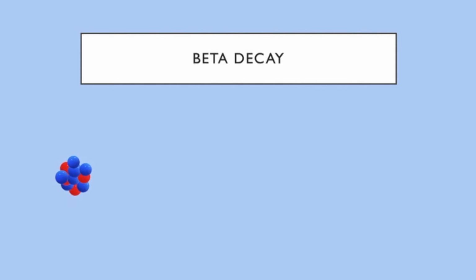Let's look at that again. The neutron turns into a proton and an electron. That electron gets ejected as a high energy beta particle. So in beta decay, a neutron turns into a proton and an electron, and that electron is ejected as a beta particle.